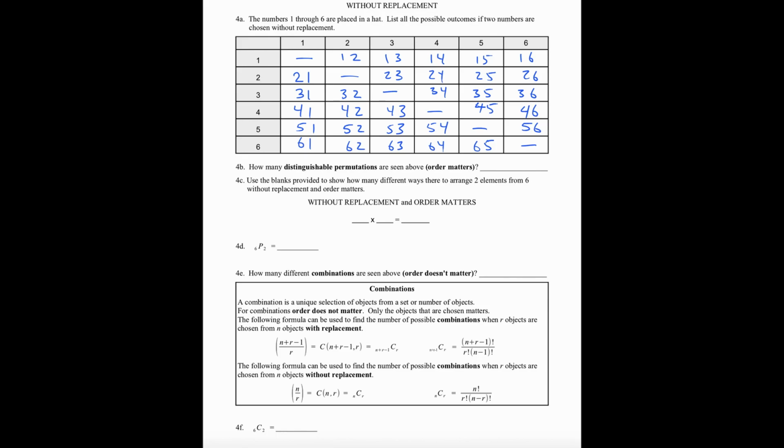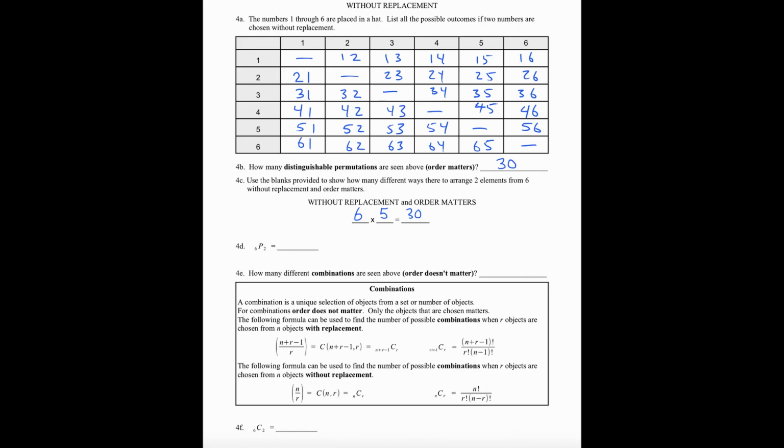These would be possibilities that can't occur if there's no replacement. So if we count up the number of possible permutations now, it's not 36 like it was in our previous experiment. It is now just 30. And using the fundamental counting principle here, we would multiply the number of choices that we had for the first pick times the number of choices for the second pick. But you're going to remove the first pick from the hat, which means you'll only have 5 choices for that second pick. And that's one way we could arrive at the result of 30 here.